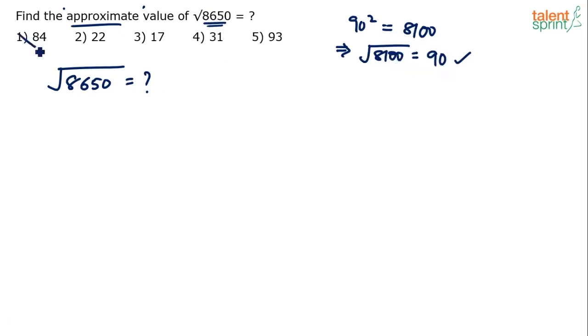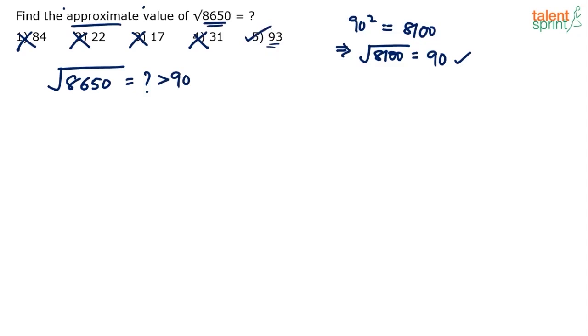Now look at the options. 84 is less than 90, 22 less than 90, 17 less than 90, 31 is also less than 90. So the first 4 options are simply eliminated based on the simple fact that the answer has to be greater than 90. Right? This question mark here has to be greater than 90. The only option available which is greater than 90 here is option 5, 93. So I can simply mark 93 as the answer, right?